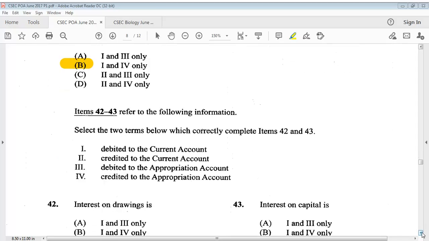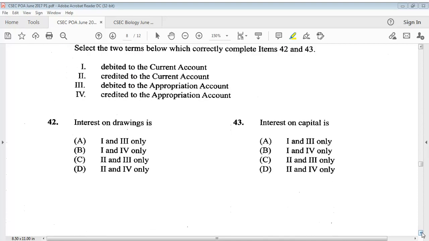Items 42 to 43 refer to the following information. Select the two terms below which correctly complete items 42 and 43. 1, debited to the current account. 2, credited to the current account. 3, debited to the appropriation account, or 4, credited to the appropriation account. 42 says interest on drawings is, that is 1 and 4 only. So B would be our answer. 43 says interest on capital is, our answer is C, 2 and 3 only.